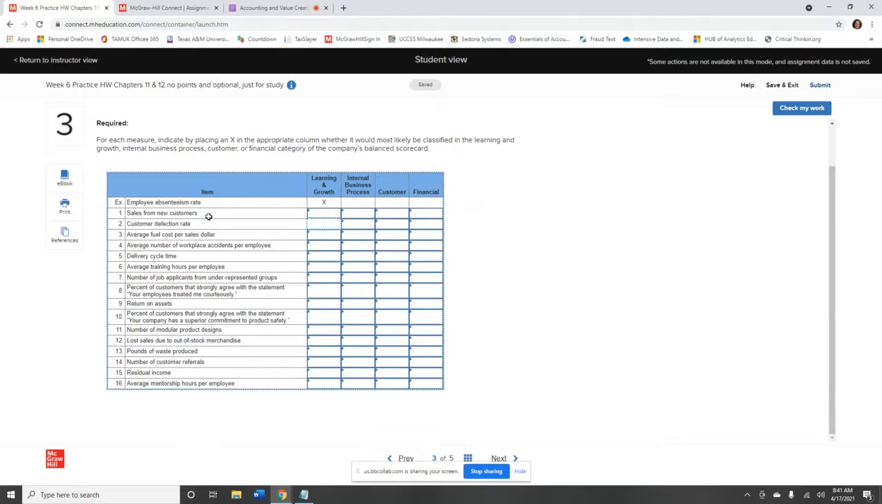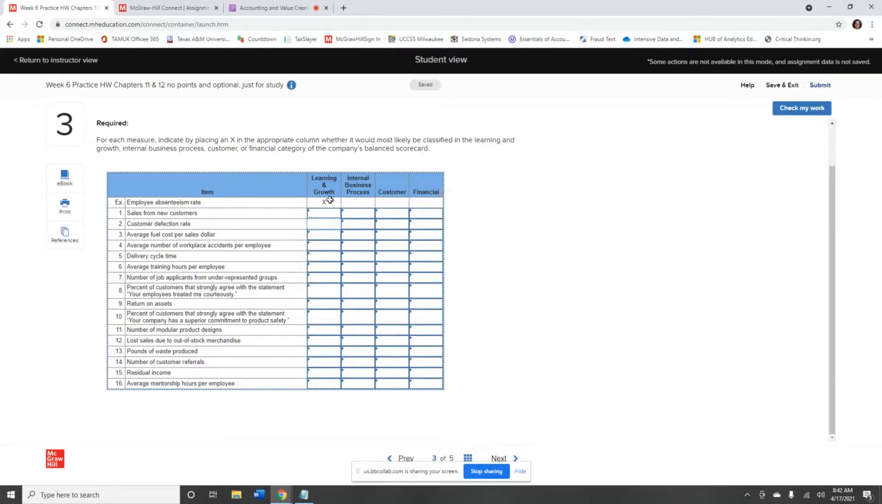So for these examples of performance measures, there are actually exhibits that list most of these. On page 538, there are the examples of learning and growth, 539 has internal business processes, and 540 has the customer and the financial measures. Of course, these examples in your textbook are not exhaustive. What your organization might come up with might be very different. All right, so let's just look at these.